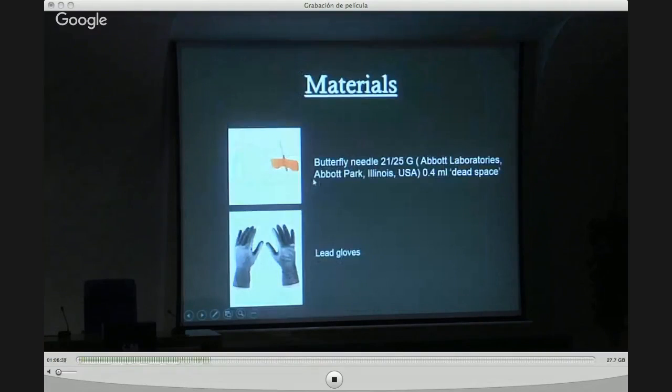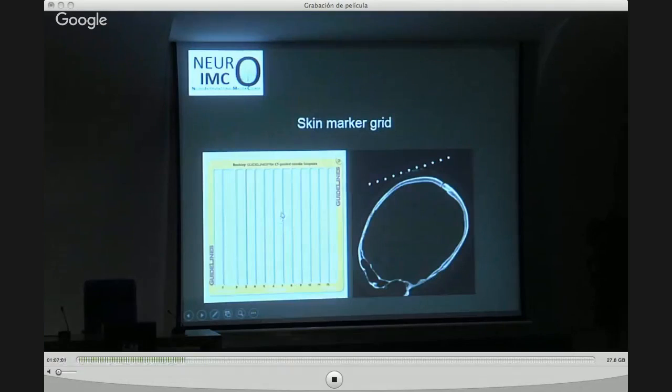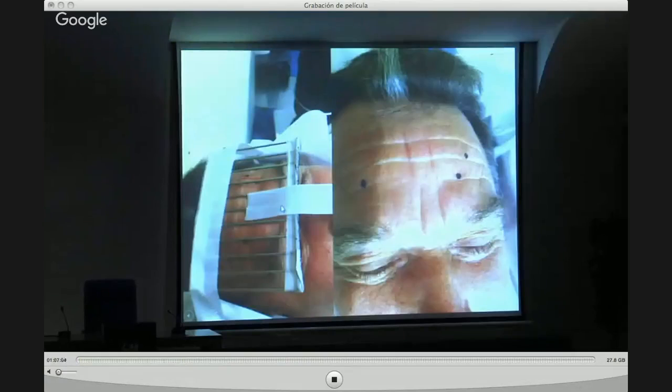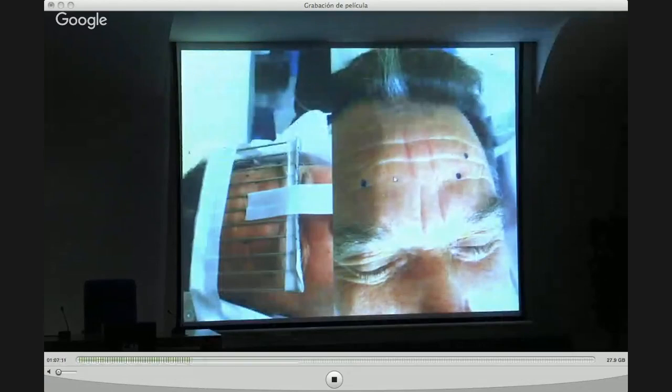So these are the materials that we use. We use these butterfly needles also for glomus tumor or for superficial AVM. We use different sizes, 21 or 25 gauge, with the gloves. Also, you can combine with different venous needles to navigate a catheter through, like an Echelon or Marathon in our cases. You also need, of course, the marker grid. And after marking the point at the CT, identifying the point and doing the marker, we move the patient to the angio.